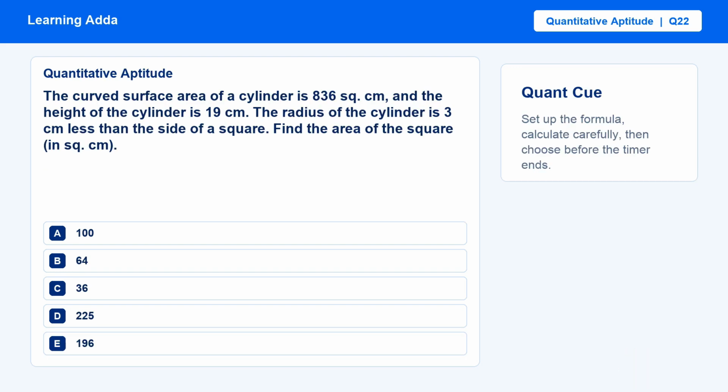Question 22. The curved surface area of a cylinder is 836 sq cm and the height of the cylinder is 19 centimeters. The radius of the cylinder is 3 centimeters less than the side of a square. Find the area of the square in sq cm. Option A, 100. Option B, 64. Option C, 1936. Option D, 225. Option E, 196. The timer starts now.